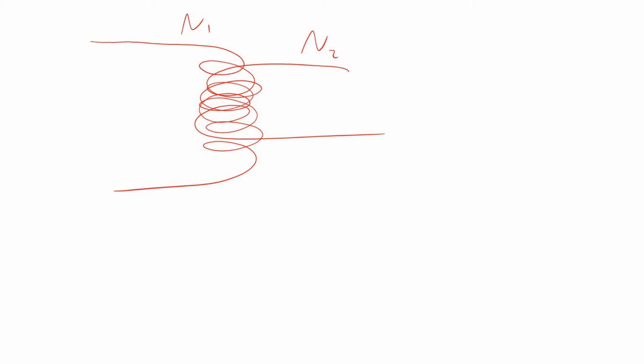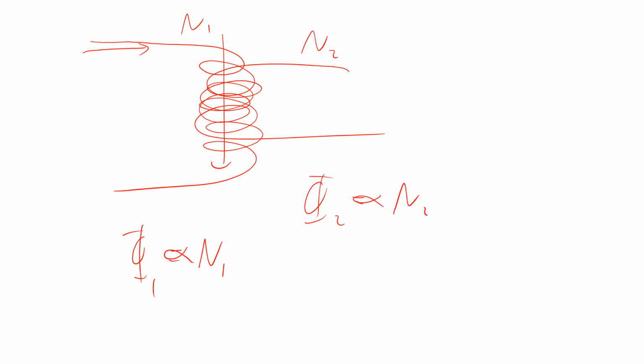As current is flowing through here, it's producing a flux. The total flux that it puts through there is going to be related to the number of turns there, so the total flux will be proportionate to N1. Now for the other one, the total flux through there is proportionate to N2, because it's got N2 turns.